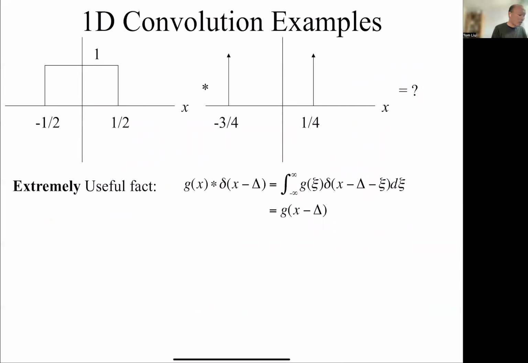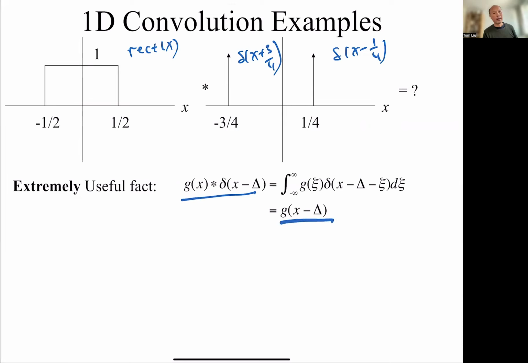So let's start off with an easy example. This is my rect function, rect of x, and I'm convolving it with a Dirac delta of x minus 1/4 plus delta of x plus 3/4. And we just said that one of the more useful things is that if I convolve any function g with a shifted Dirac, I just get g of x minus delta. So let's see what this means.